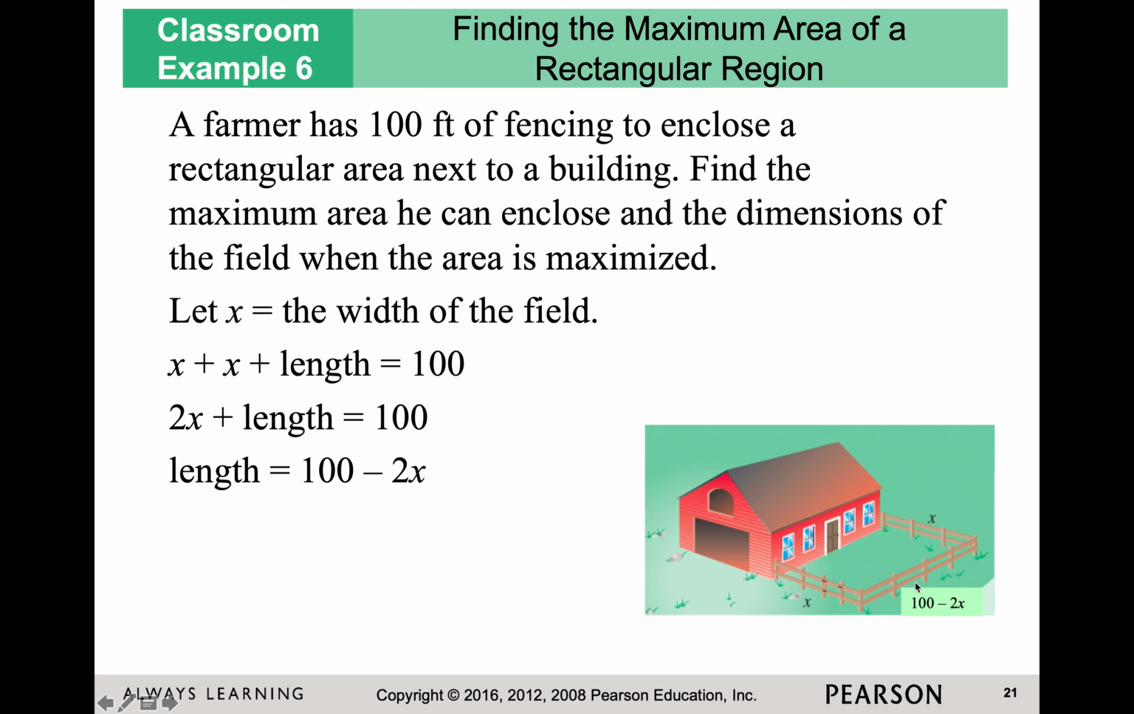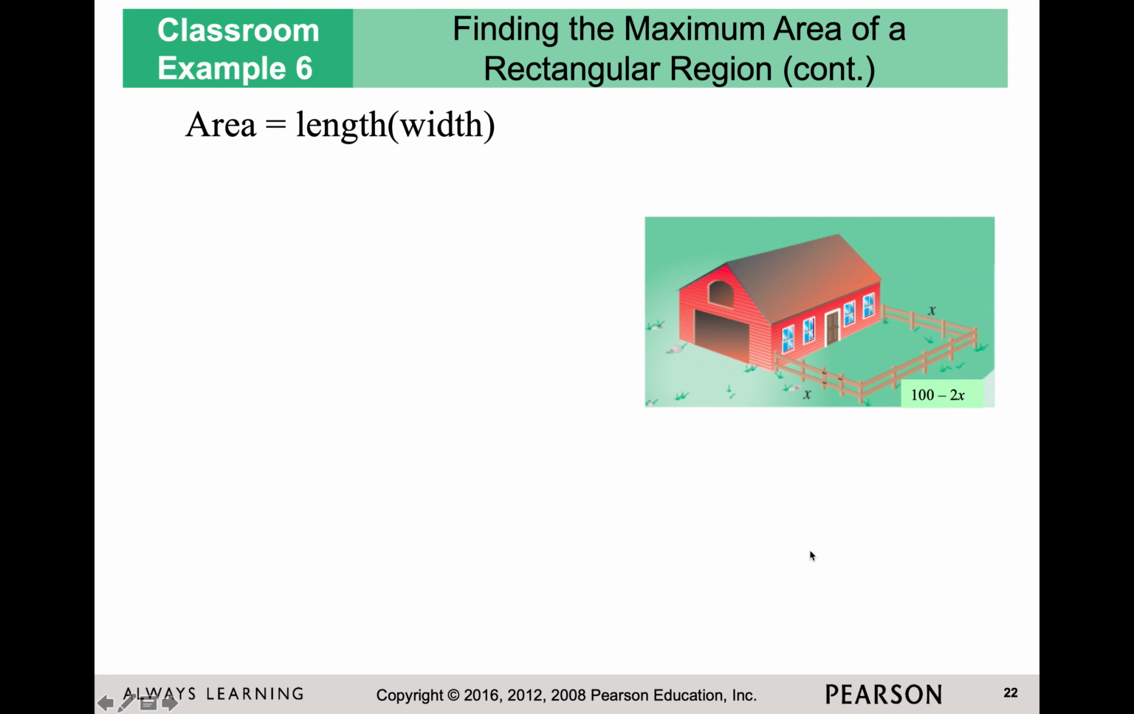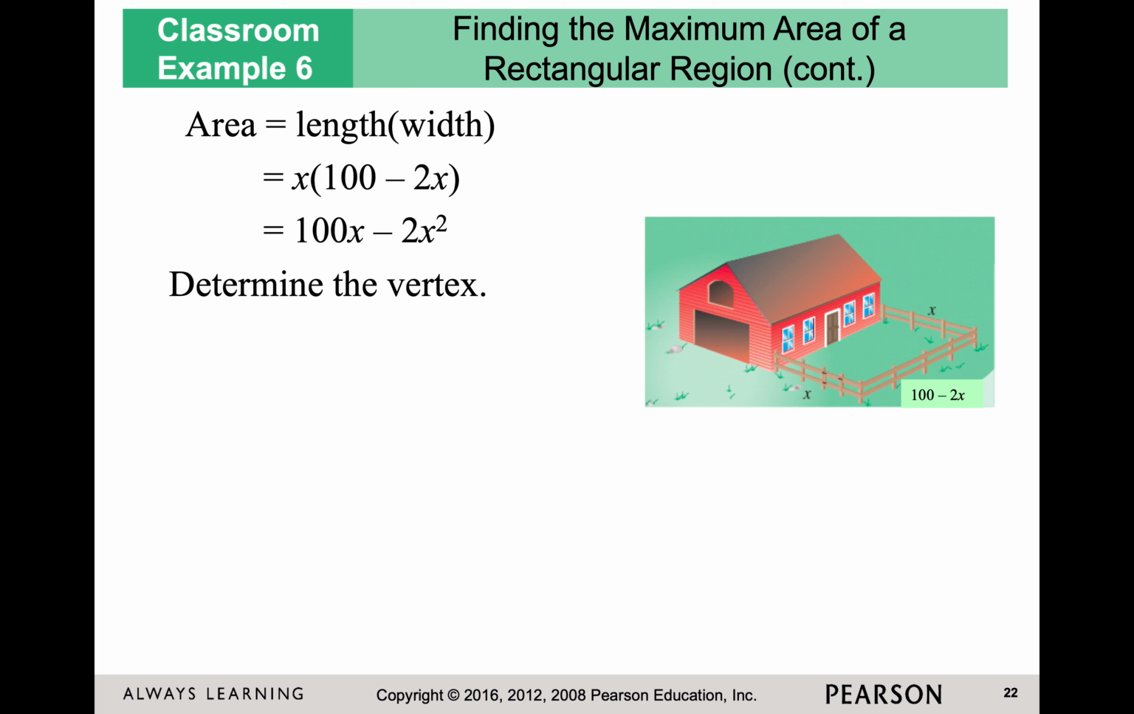and you can kind of see how I drew this picture out. This is x. This would be 100 minus 2x. I'm taking away this side, and I'm taking away that side. I'm going to multiply the two together. I get a quadratic. I'm going to find the vertex. The vertex is the maximum or the minimum.